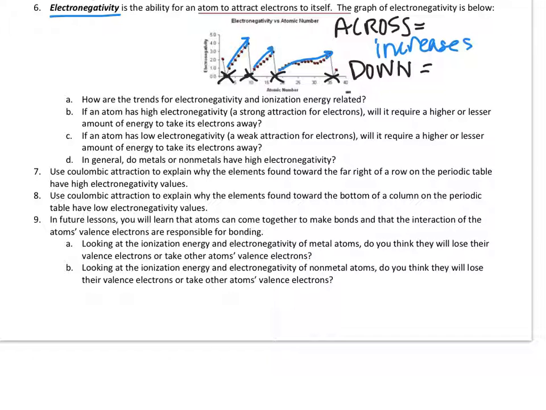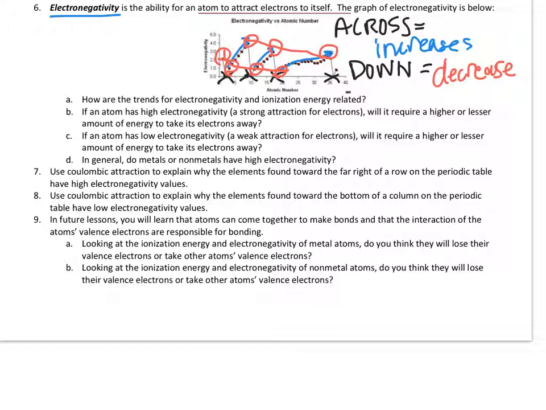Now going down, again, we're going to do the same thing like we did last time. Let's look at numbers 1, 3, 11, and 19. If you see, boom, it goes down. Or we can take a look at 9, 17, and 35. Again, it goes down. So as you go down a group, the electronegativity is going to decrease.